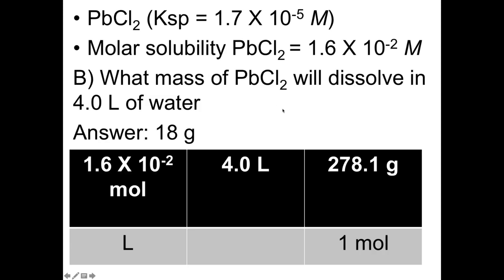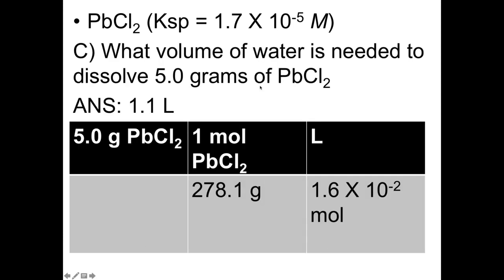Then we want to know what's the mass. We know that we have this many moles over liters. We know we have this many liters. We know that the molar mass of lead(II) chloride is this. So when you multiply and divide this through, you're going to get 18 grams. And then what volume of water is needed to dissolve 5 grams? We have 5 grams. We divide by that, you flip the molarity, and you would need 1.1 liters of solution to dissolve those 5 grams.